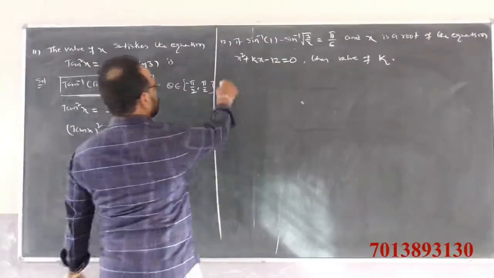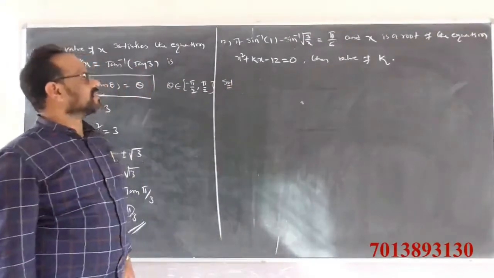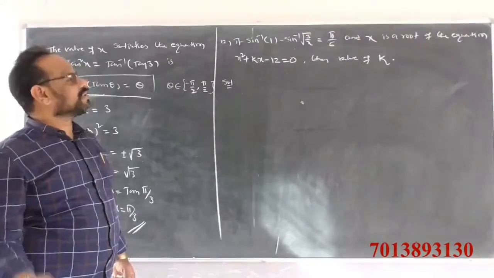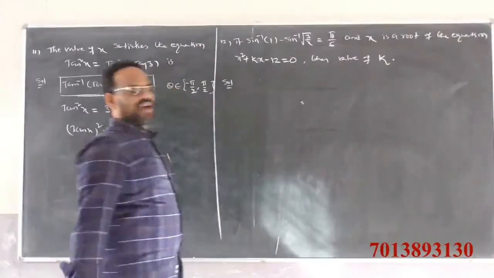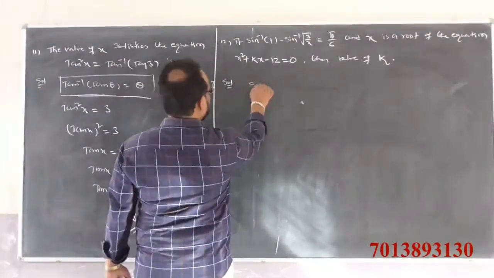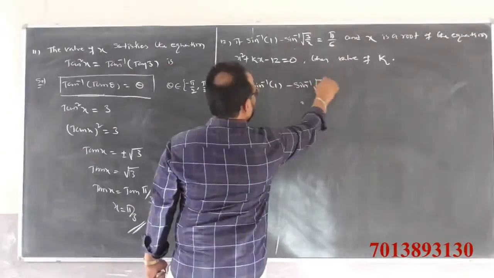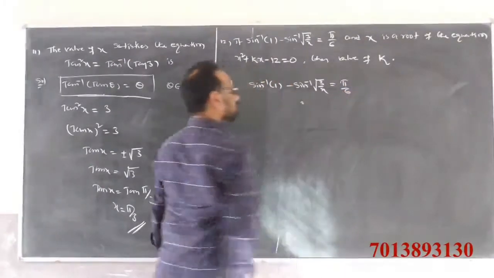Next solution. If sin inverse 1 minus sin inverse of square root of 3 by x equals pi by 6, and x is a root of the equation, then we want the value of k. So the given equation is sin inverse of 1 minus sin inverse of square root of 3 by x equals how much? Pi by 6.